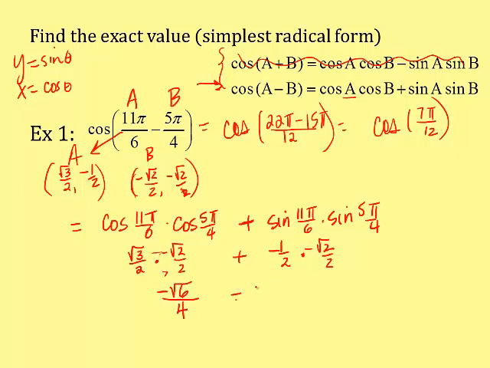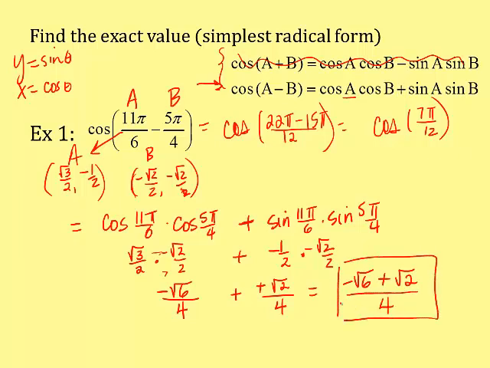Plus, negative times a negative means it's going to be positive, right? So it's 1 times square root of 2 over 4. 2 times 2 is 4. So now I just combine it, and I have negative square root of 6 plus the square root of 2. I cannot combine these because they are not like terms, over 4. And this would be my answer. So most of your answers today are going to look similar to this with radicals as a fraction. Okay?